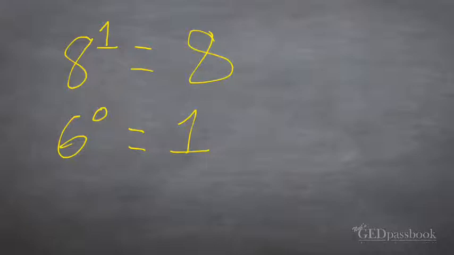And then my friends, those are the only 2 tricks you need to know for now. Anything to the power of 1 is the base number, the number itself. Anything to the power of 0 is 1. Okay?